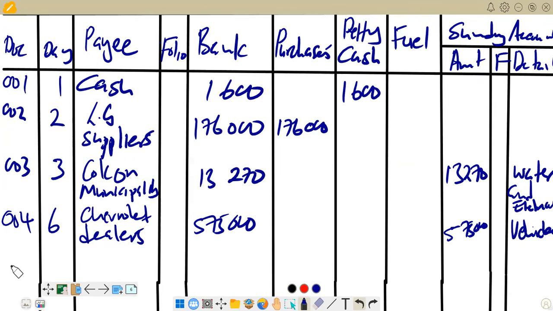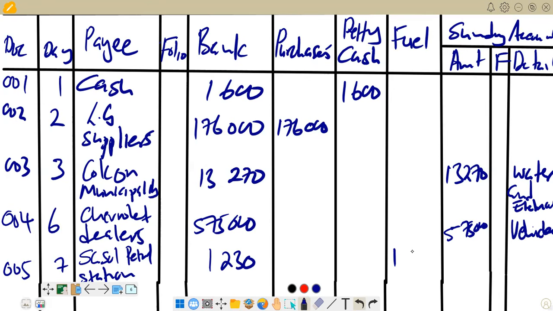So here in terms of document number 005, the day is 7, the payee is Sasso petrol station, and the amount there is 1,230. And we see that this is fuel, so it fits in the column for fuel. So we're not going to put it under sundry, we only put it under fuel. So this is what we have.